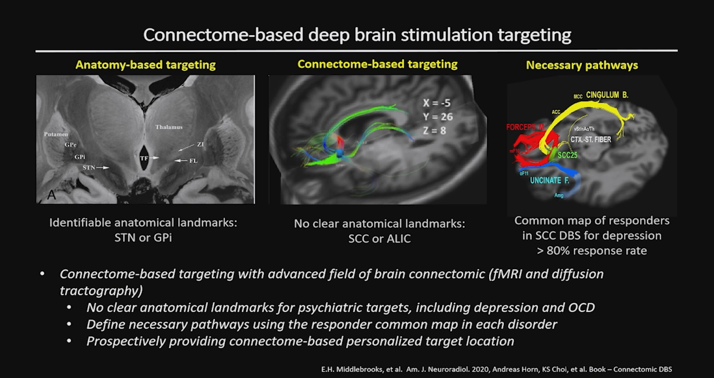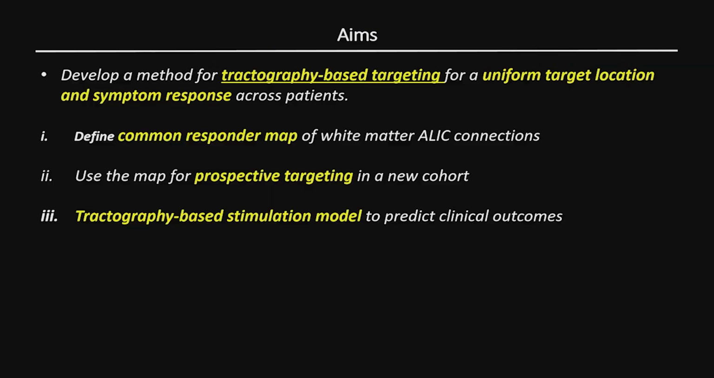So for depression, we established a connectome-based targeting method using the necessary pathway. Previously, we identified the cingulum and forceps minor as a necessary bundle to make patients better. So we applied this same concept to OCD ALIC DBS here.